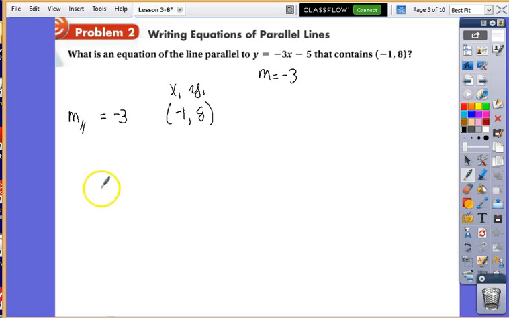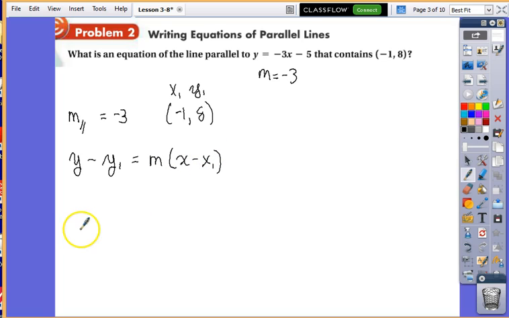So what do I do with this information? I've got a point and I've got a slope. Do I have enough information to write an equation of the line? And the answer is yes, I do, because I know the point slope form. y minus y1 is equal to the slope times x minus x1.